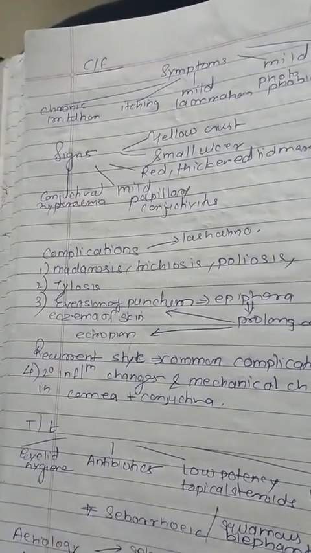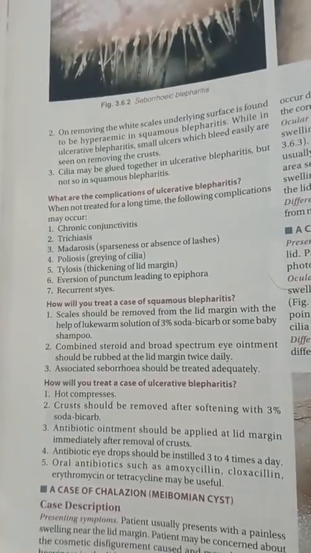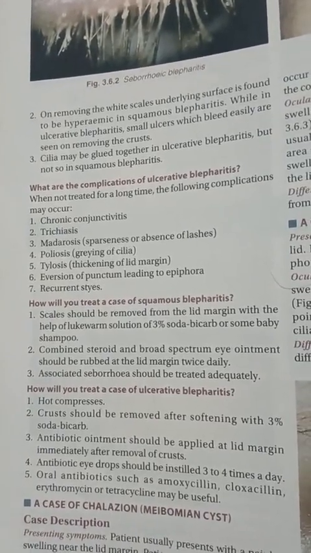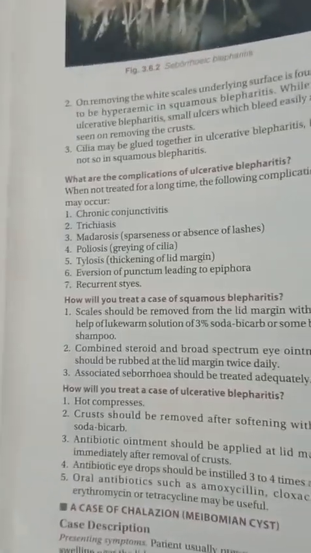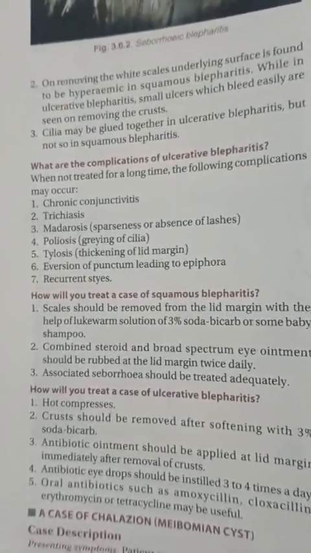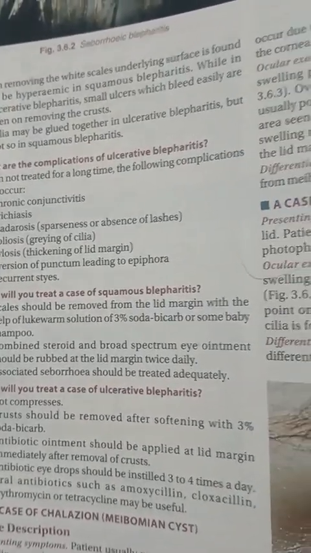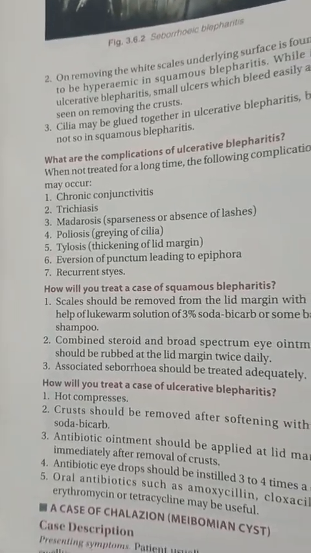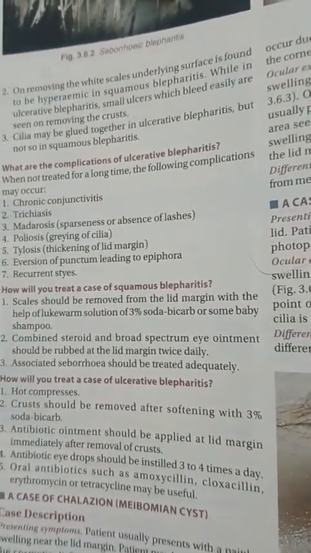So now let's discuss how to treat this condition. Basically, to treat a case of squamous blepharitis, scales should be removed from the lid margin with the help of a lukewarm solution of 3% soda bicarbonate or some baby shampoo. Combined steroid and broad spectrum eye ointment should be rubbed at the lid margin twice daily. Associated seborrhea should be treated adequately.